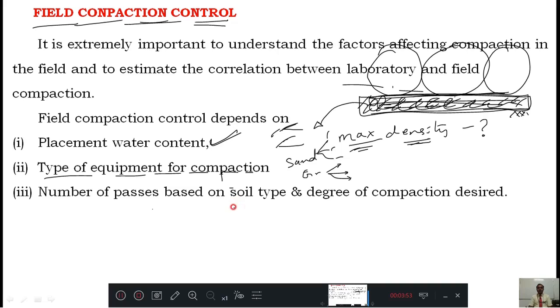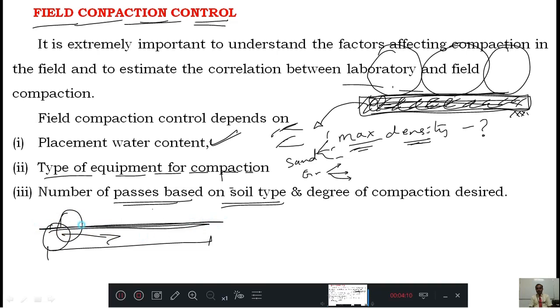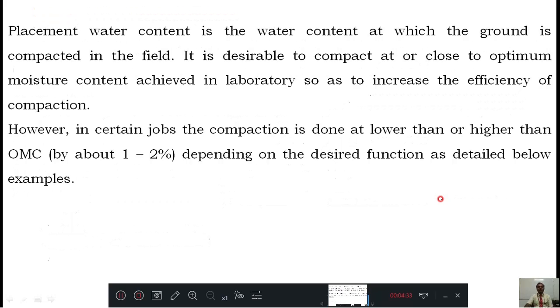The third one is the number of passes based on soil type. Based on the soil type you are going to decide the number of passes. Number of passes means, if this is the length of soil where you want to compact, then the roller will be there, and the number of times this roller has to pass over the ground is called the number of passes. That will be decided based on the type of soil and the degree of compaction desired. Degree of compaction desired is nothing but the dry density which you want to achieve on the ground. Therefore, these 3 main important parameters will control the compaction in the ground.